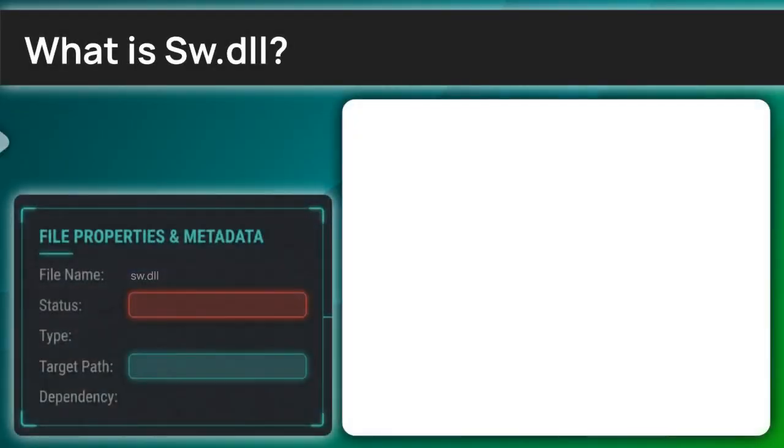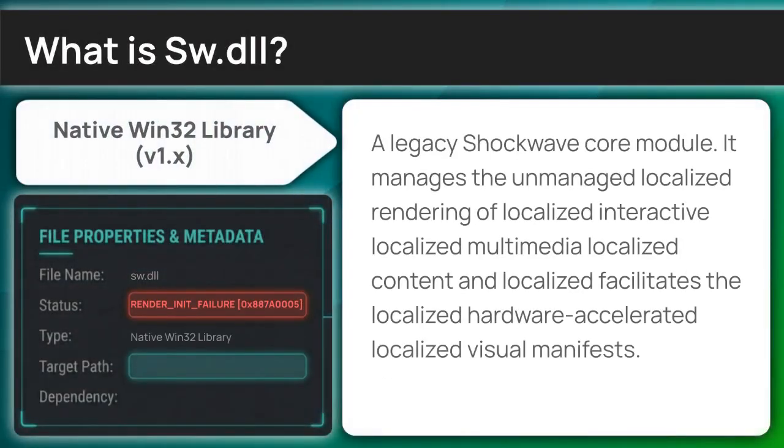This is the Sw Library, a legacy Shockwave core module. It manages the unmanaged rendering of interactive multimedia content, and facilitates hardware accelerated visual manifests. Now that you know how the file works, let's focus on the how and fix the issue.